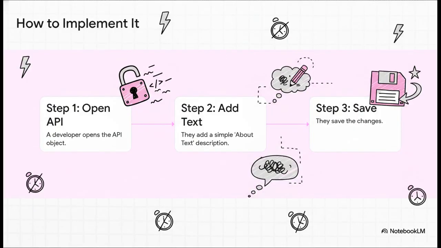And look how ridiculously easy this is. A developer literally just opens up the API object, adds a single line of descriptive text, and hits save. That's it. We're talking about a fix that takes, what, 30 seconds? Not hours, not days, seconds.